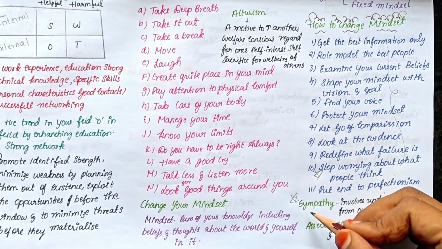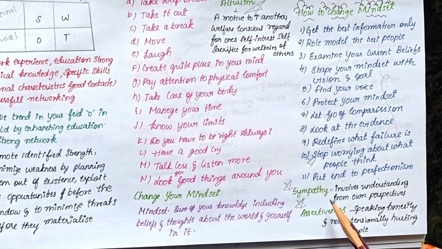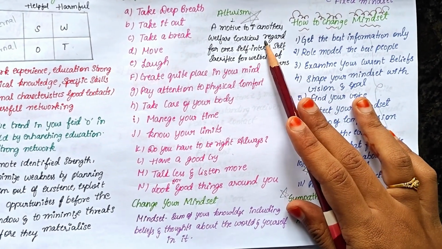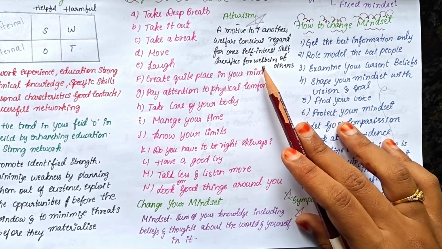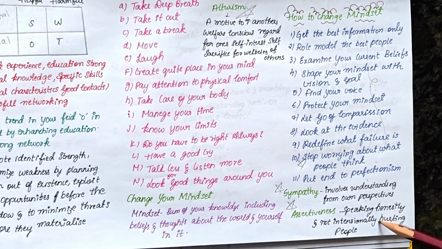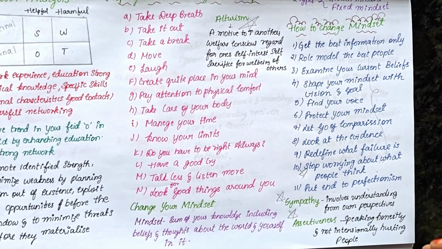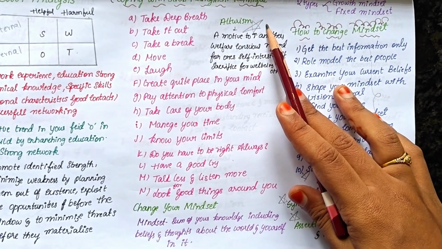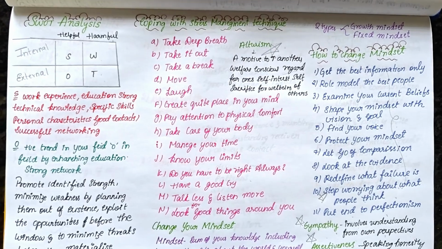And here come the important definitions, definitely asked in the examination. Sympathy involves understanding from one's own perspective. Altruism is a motive to increase the others' welfare, regardless of one's self-interest, with self-sacrifice for the well-being of others. Assertiveness is speaking honestly and not intentionally hurting people. So a sentence will be given, like "involves the understanding from own perspective," and the options will be sympathy, assertiveness, altruism, and mindset. You have to click the option sympathy. In this manner, the questions are asked in the examination.